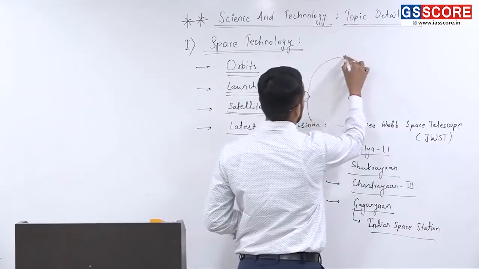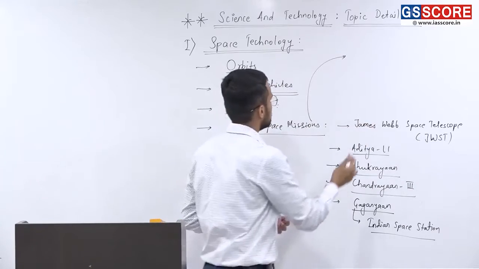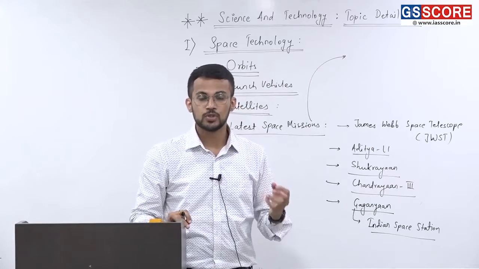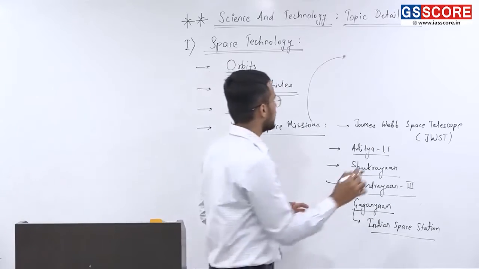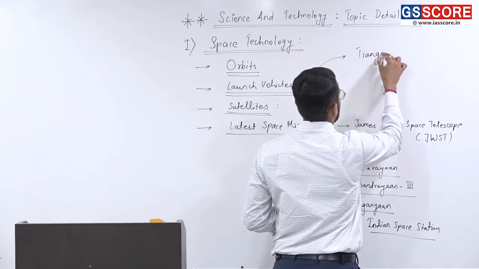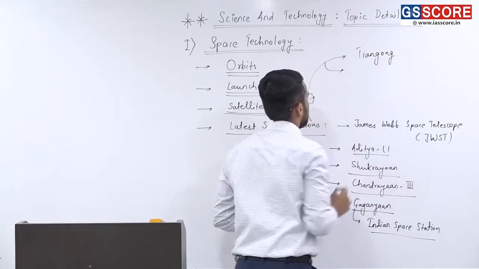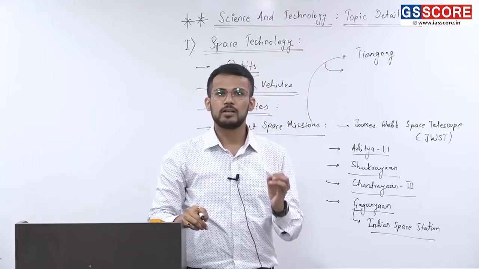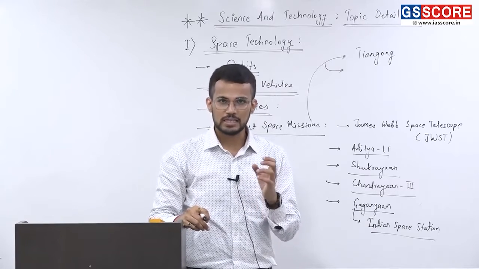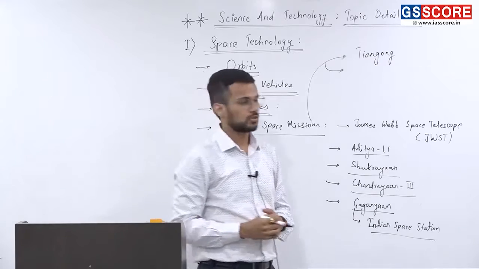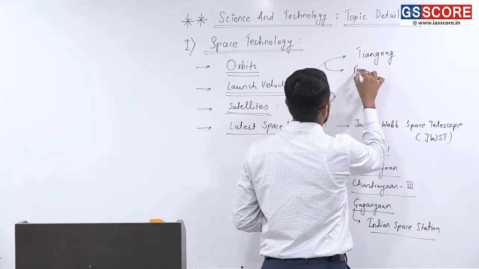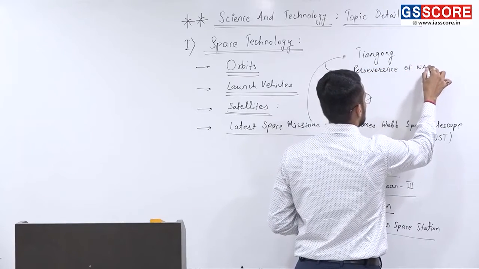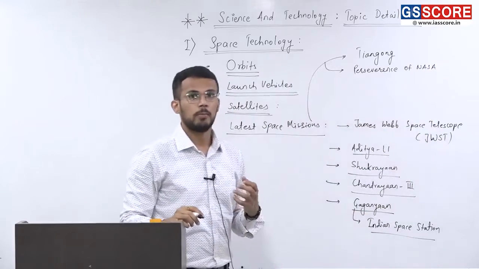Other important missions are like, let's say, of different space agencies. China has carried out its own space station mission, so that becomes important for us. Tiangong it is. Then there are various missions that have been launched for the exploration of Mars, be it Mars Orbiter mission of ISRO or other space missions like Perseverance of NASA, which was launched for the exploration of Mars.